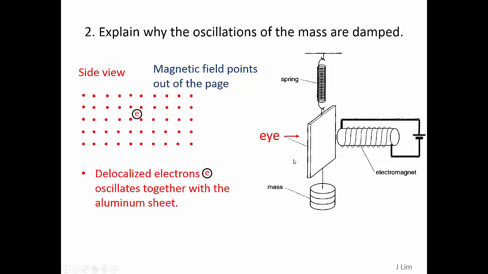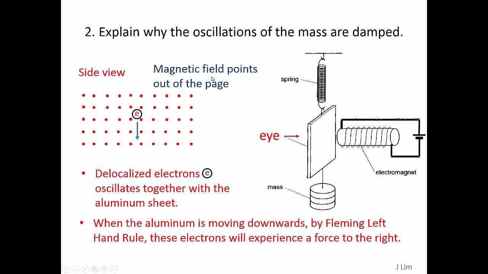Okay, let's take a look from the side view, where the eye is looking from left to right. The delocalized electrons in the aluminum will oscillate together with the aluminum sheet. The magnetic field points out of the page. So when the aluminum is moving downwards, by Fleming's left-hand rule, these electrons will experience a force to the right.